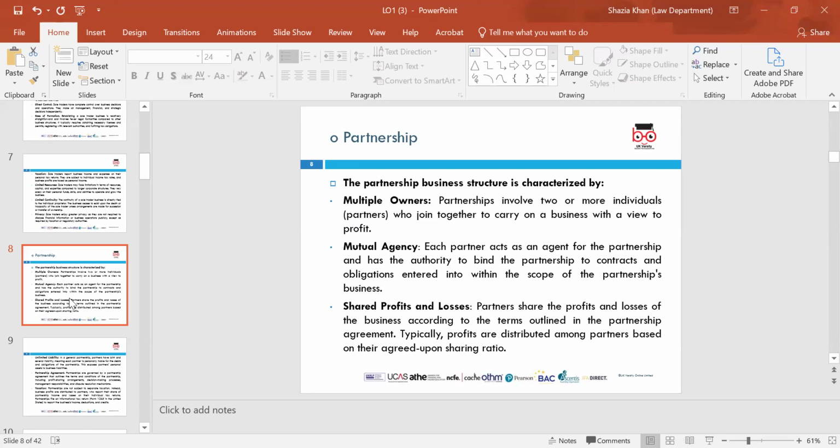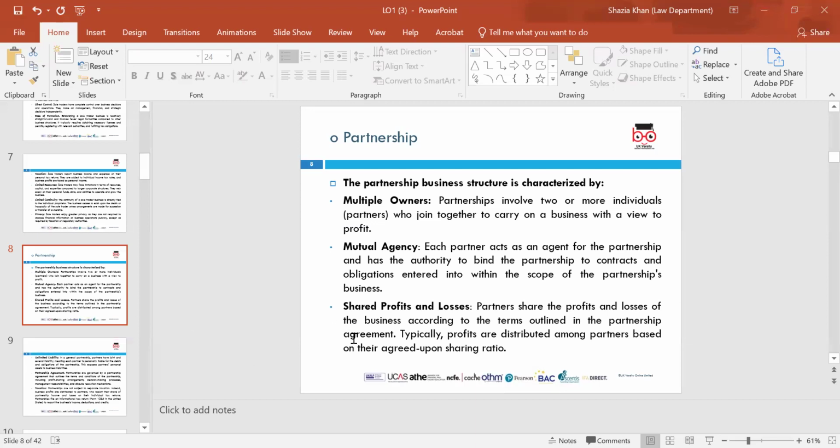Shared profits and losses, so partners share them. It's not like the sole trader where they have the sole responsibility. Partners actually share the profits and losses of the business according to the terms outlined in the partnership agreement. Typically, profits are distributed among partners based on their agreed sharing ratio.